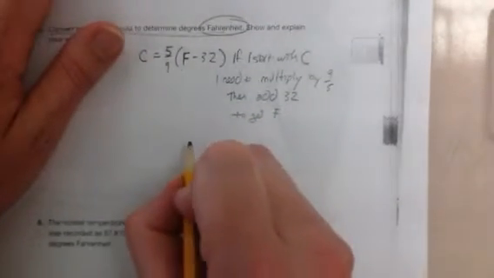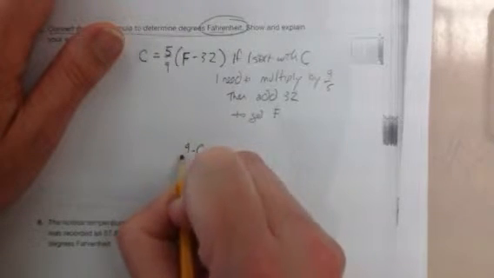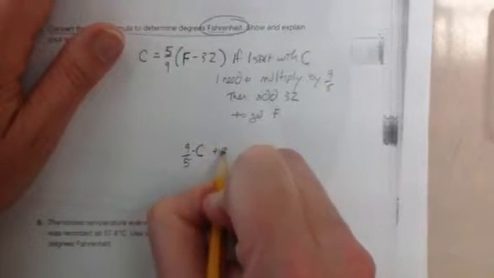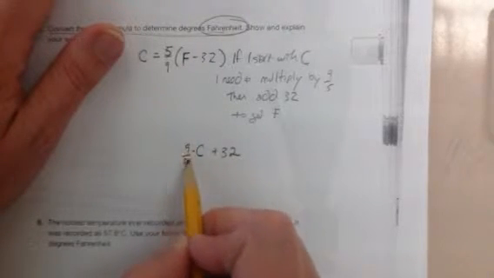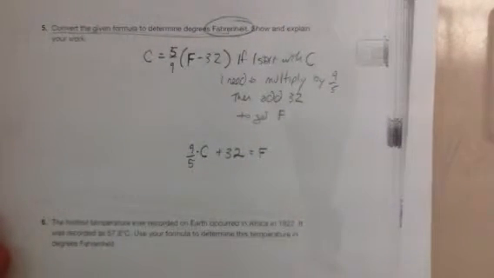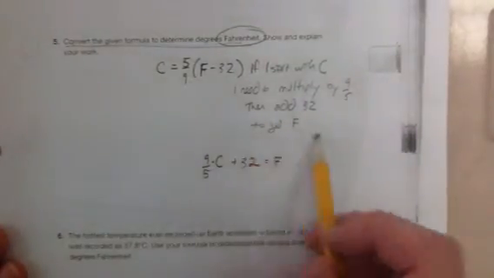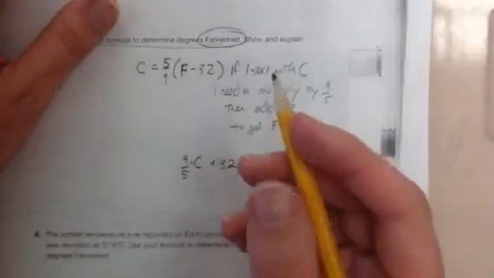So let me write that out in a formula. C times 9/5 plus 32, right? I need to take the C, I need to multiply by 9/5, need to add 32, that's going to give me Fahrenheit. Now, this I got just from looking over here. But I could have done the same algebraic work to this if I had wanted to.